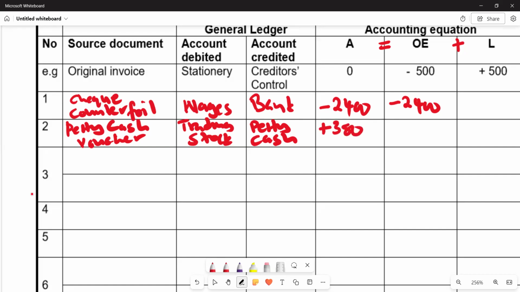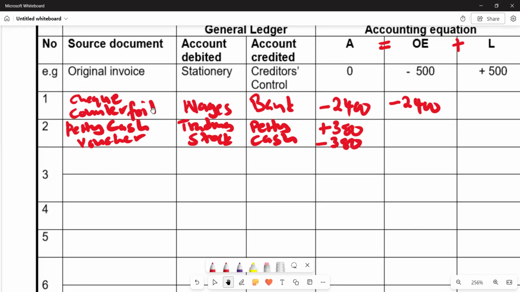But also we have petty cash also being an asset. And we are crediting an asset. So whenever I credit an asset, it's a minus. So we are having minus again on assets, again minus 380. So this total on the side of assets is not going to be affected. It's going to be in the same position. So this is what we have in terms of the second one.